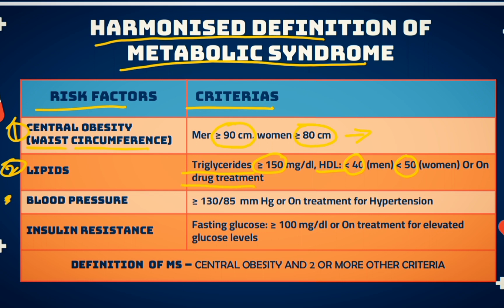The third risk factor and criteria is blood pressure. So if blood pressure level is more than or equal to 130/85 mmHg, or if any person is on treatment for hypertension, in such condition, this criteria also is positive for the metabolic syndrome. The fourth risk factor is insulin resistance, meaning if fasting glucose level is more than or equal to 100 milligram per deciliter, or if any person is taking treatment for the elevated glucose level, in such condition it is positive for this risk factor.